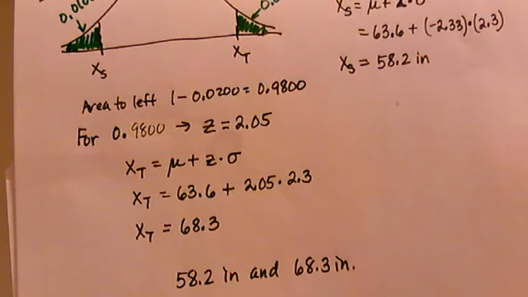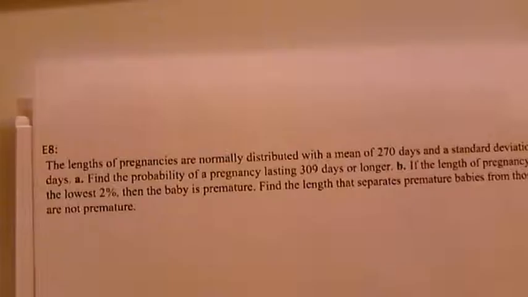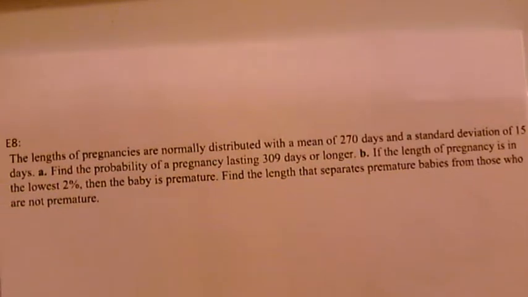Okay, here's another example. In this case, the lengths of pregnancies are normally distributed with a mean of 270 days and a standard deviation of 15 days. Find the probability of a pregnancy lasting 309 days or longer. And in part B, if the length of the pregnancy is in the lowest 2%, then the baby is premature. Find the length that separates premature babies from those who are not premature.